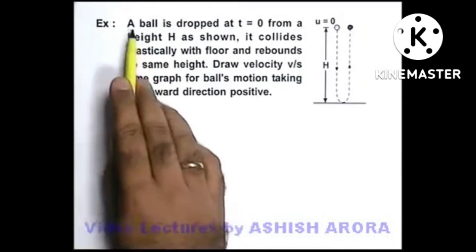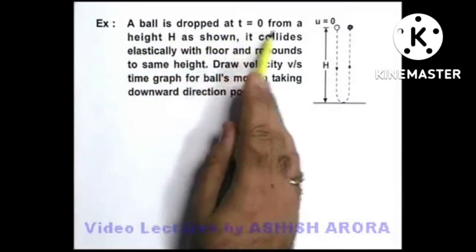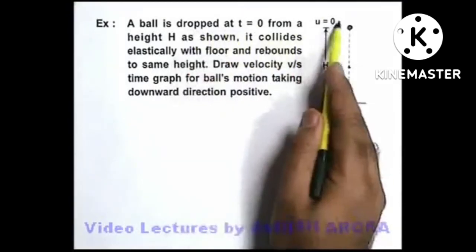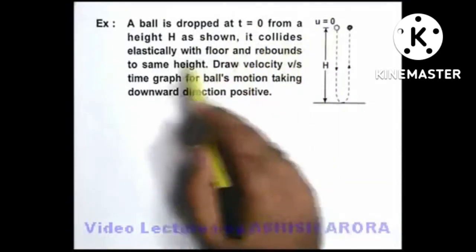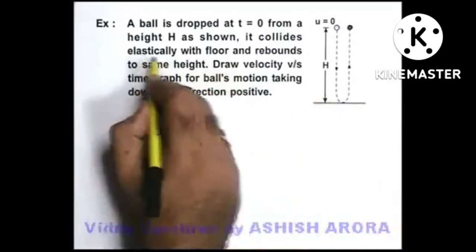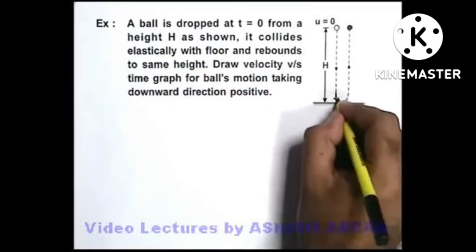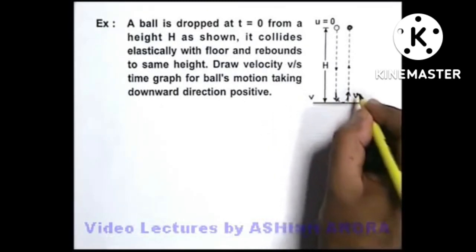In this example, it is said that a ball is dropped at t equal to 0 from a height h as shown. As it is dropped, we can take its initial velocity to be 0. It collides elastically with the floor. Elastic collision means the ball rebounds with the same speed. Say it strikes the floor with the speed v, then it rebounds with the same speed v.